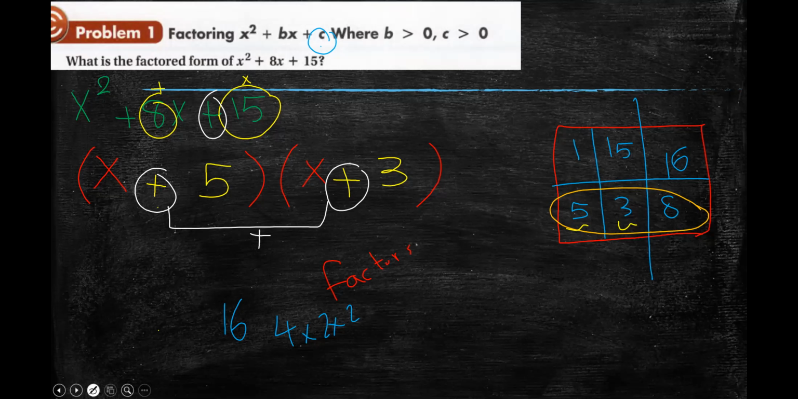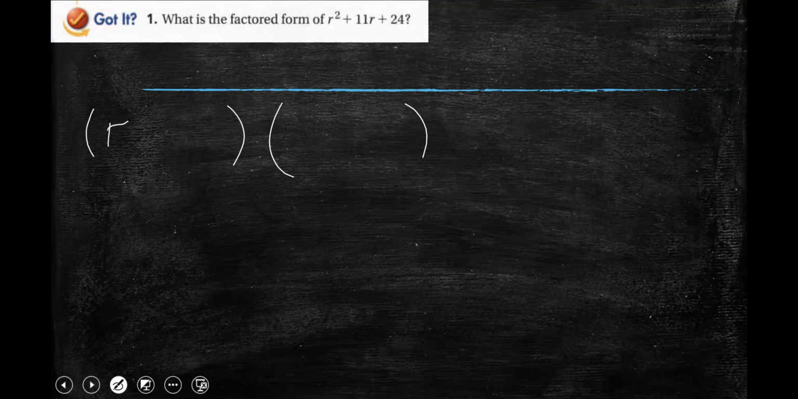Let's do another example now. What is the factored form of r squared plus 11r plus 24? The first step, as I told you, factorizing, that means I have to open two brackets. The second step, I have r squared, so I have two r's. One of the r's I will write here, and the second r I will write here. Then after that, it was r squared plus 11r plus 24.